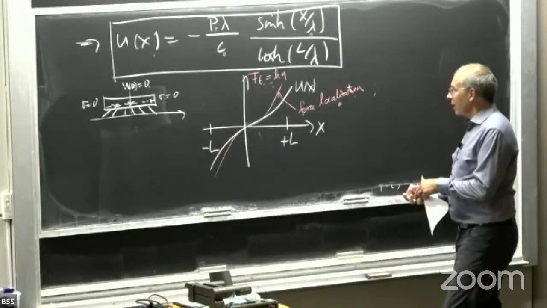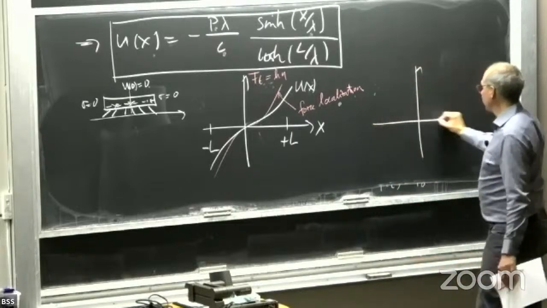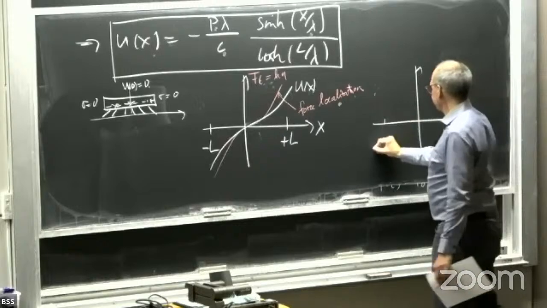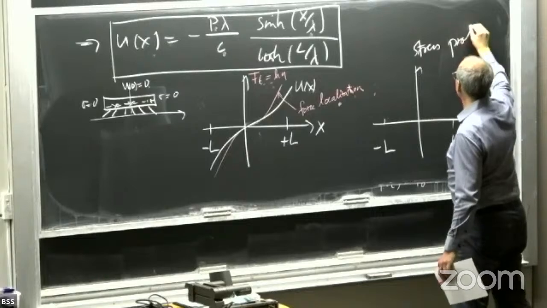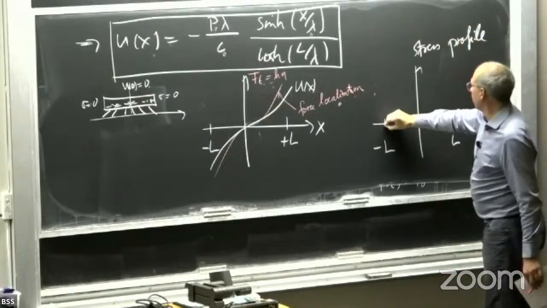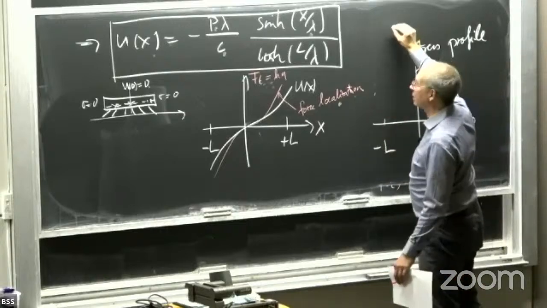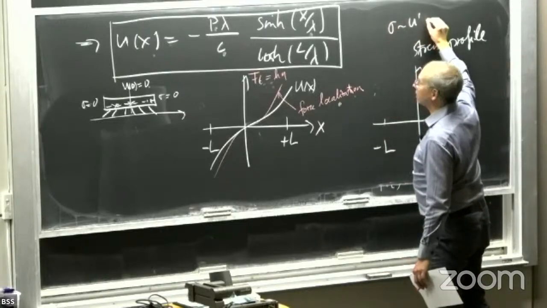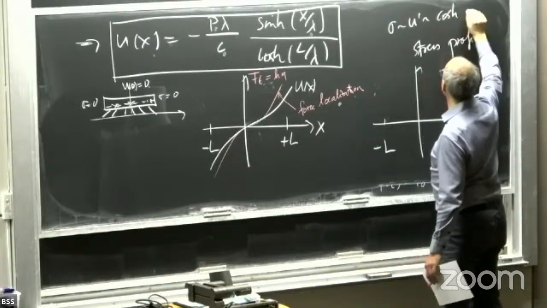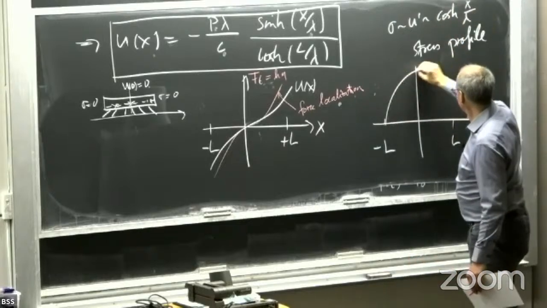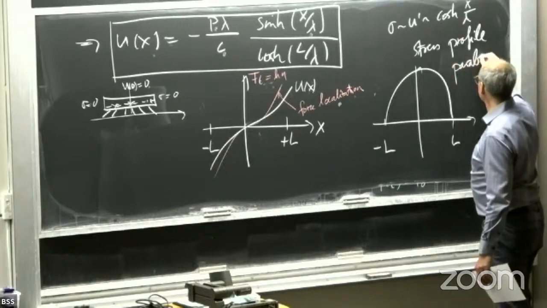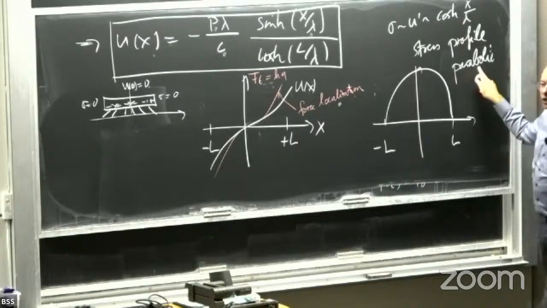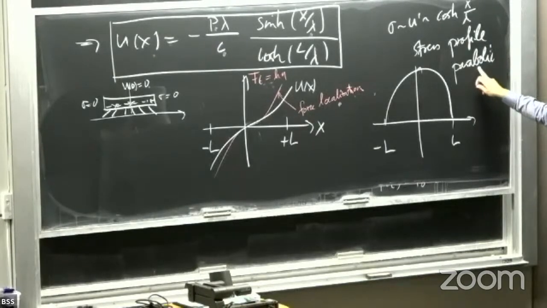And now another thing we can actually gain from this, we can look at the internal stress profile, okay? So the stress profile. Okay, and the stress profile basically goes like the derivative, so it goes like a cosh. It looks like this. Okay, parabolic. And this is something which has been measured with monolayer stress microscopy.